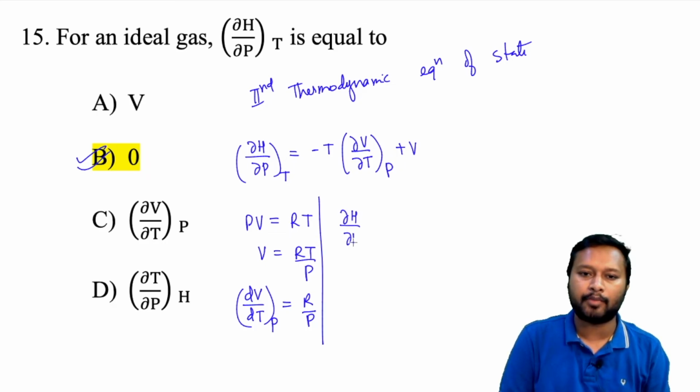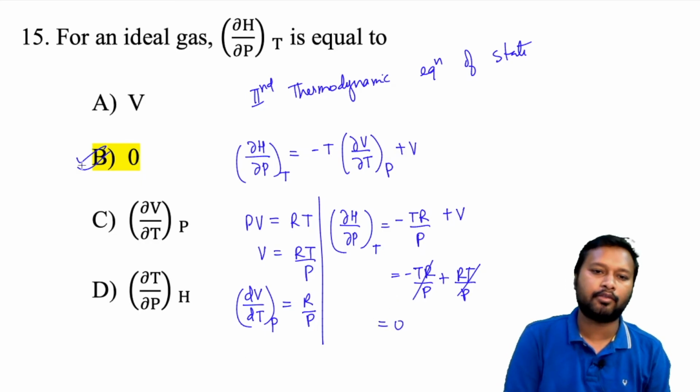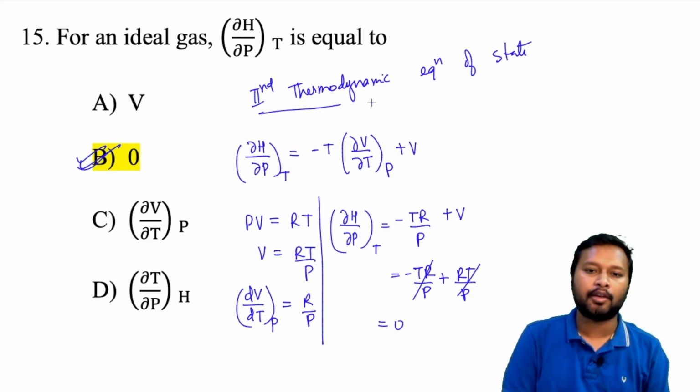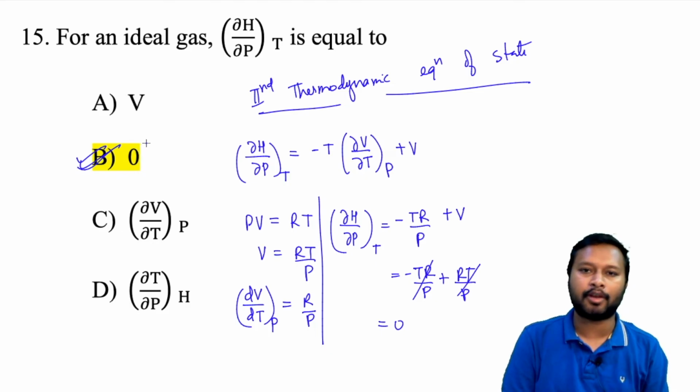So del H upon del P at constant T gives me minus TR upon P plus V. Now you can put the value of V, right? V = RT upon P. So it's minus TR upon P plus RT upon P. Both these terms cancel out, and we get 0 as the answer. This is how it will be done. Logically also, for an ideal gas, the value which comes from the first thermodynamic equation of state or from the second thermodynamic equation of state, both are equal to 0. Okay, you should remember that.